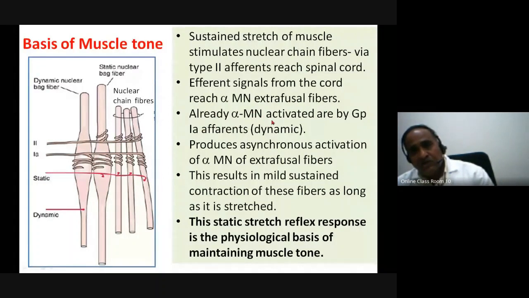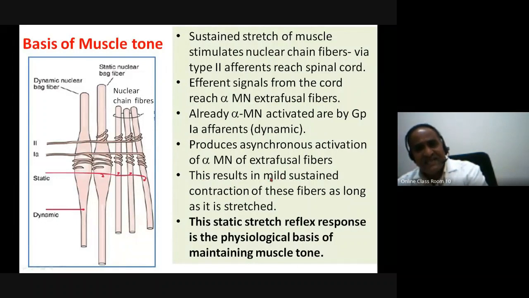Already the alpha motor neurons are activated by group 1A afferents, because group 1A afferents have a lower threshold. They can be easily stimulated. So group 1A supply the entire range of these static fibers and the dynamic fibers. Already some part of the muscle is contracted. There is what is called the asynchronous activation of the alpha motor neurons, because the alpha motor neuron is already activated. This is the first one to appear, this appears second. So there will be asynchrony in the activation of the alpha motor neuron, because already something has come before, and this is coming a little later.